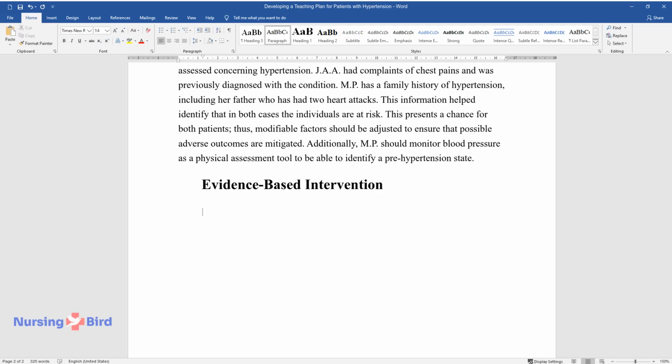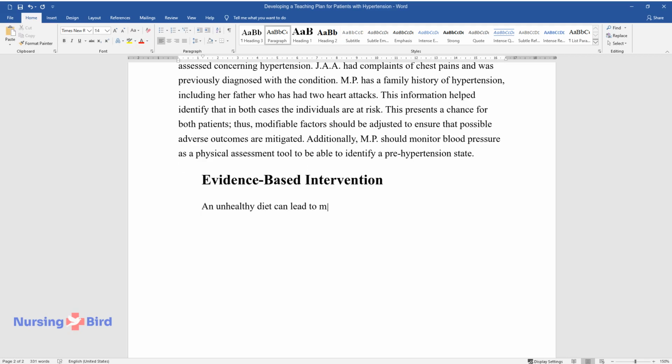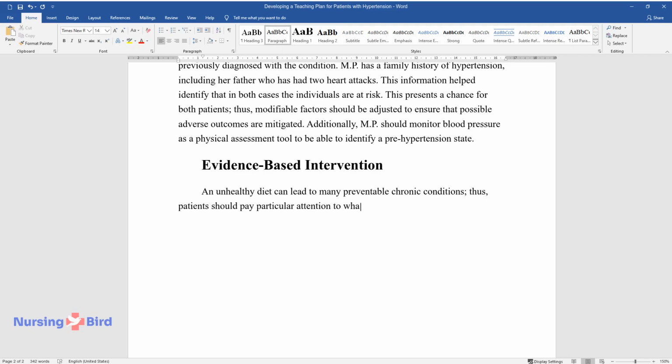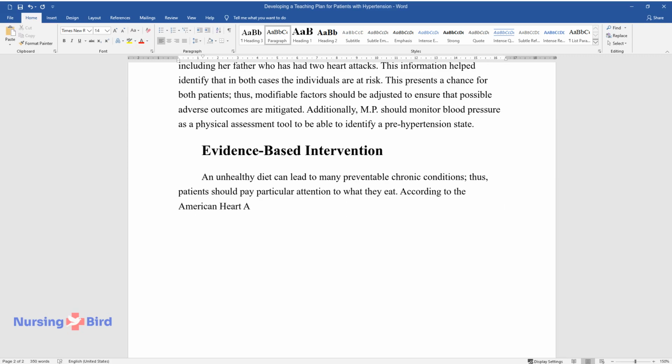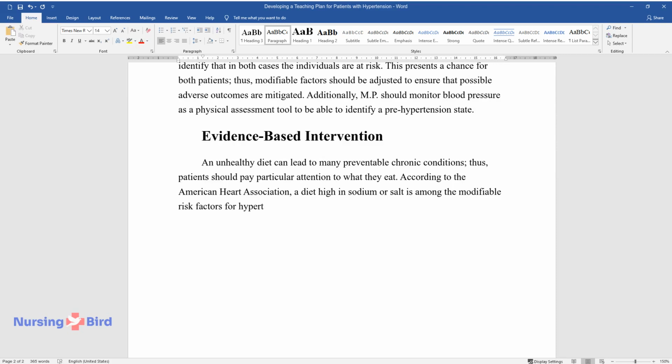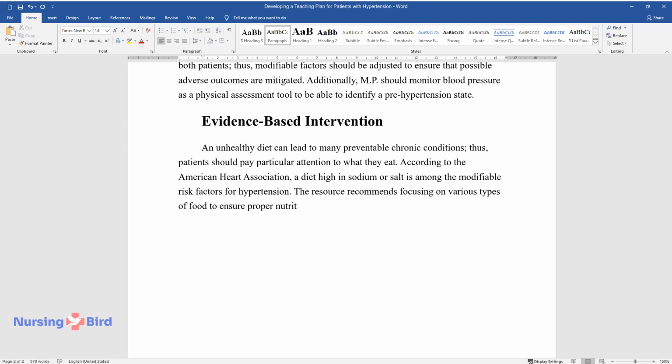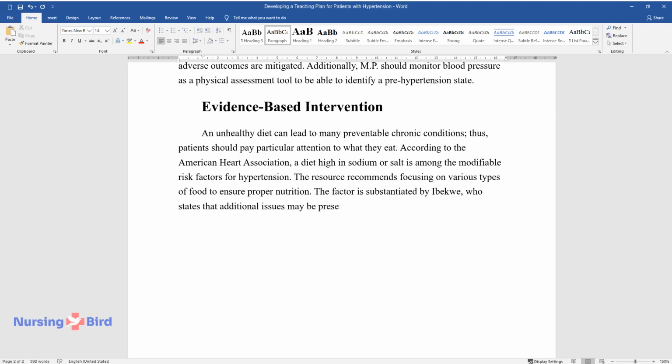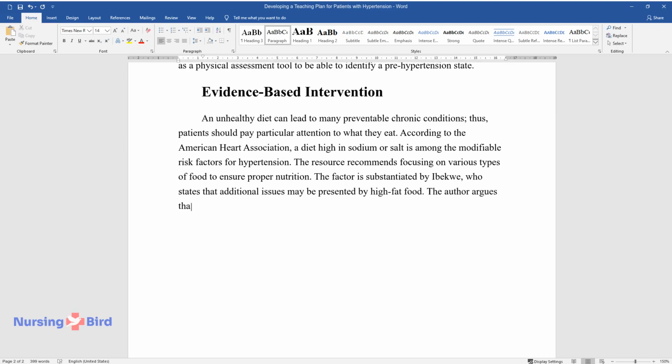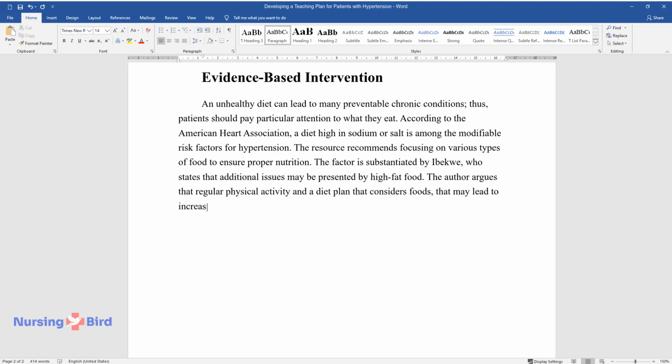Evidence-based intervention. An unhealthy diet can lead to many preventable chronic conditions, thus, patients should pay particular attention to what they eat. According to the American Heart Association, a diet high in sodium or salt is among the modifiable risk factors for hypertension. The resource recommends focusing on various types of food to ensure proper nutrition. The factor is substantiated by Ibekwe, who states that additional issues may be presented by high-fat food. The author argues that regular physical activity and a diet plan that considers foods that may lead to increased blood pressure can help a person avoid developing the condition.